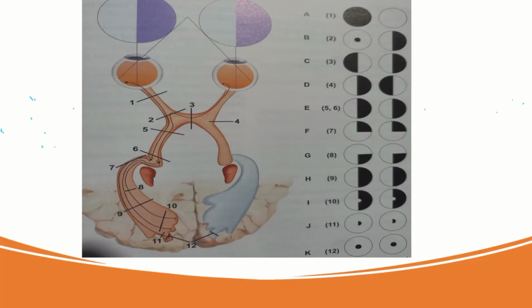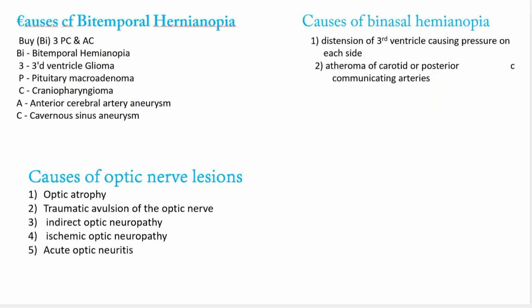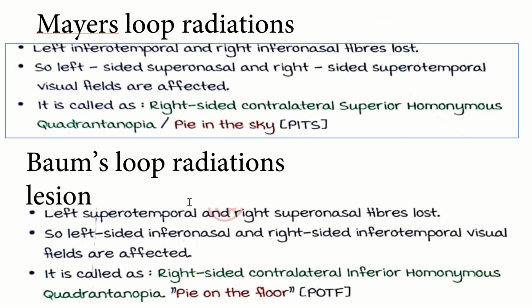And here, since only one part, that is Meyer's loop or Baum's loop, is affected, just a pie will be affected. Half of the upper part of the nasal or upper part of the temporal field will be affected, and we get the result like this, which we can say like right-sided contralateral superior homonymous quadrantanopia, or right-sided contralateral inferior homonymous quadrantanopia. Superior homonymous quadrantanopia, inferior homonymous quadrantanopia. That's what you can say.